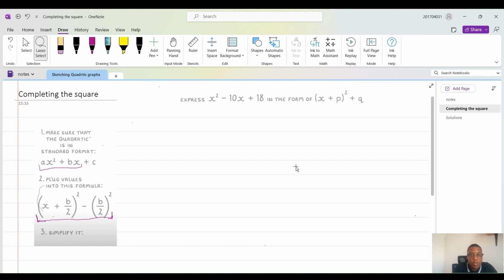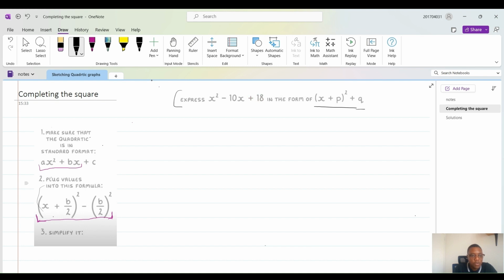So we have the question, it says express x squared minus 10x plus 18 in the form of (x plus p) squared plus q. Right. So once you see this, they're just basically trying to tell us that we need to complete the square. So in order to complete the square, we need to follow these 3 basic steps here.